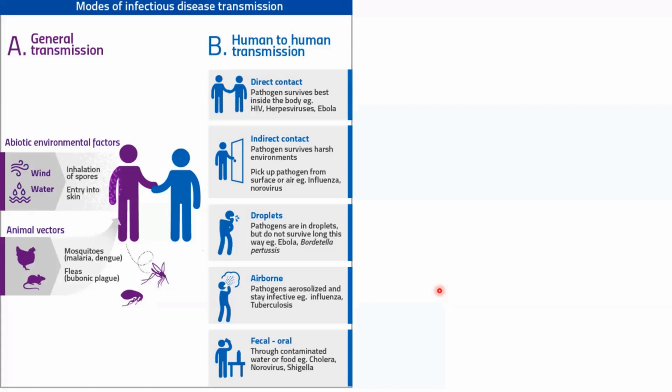So these are the modes of transmission of infectious or communicable diseases. First is just general transmission. It can transmit from animals to humans, from the environment, from other organisms, right? So abiotic environmental factors means non-living environmental factors. They are usually wind and water. So pathogens can be transmitted through water, as I said about malaria, right? As I said about maybe COVID, it is spreading in the air, so it can spread from the air as well.